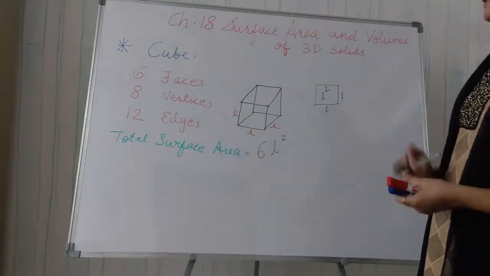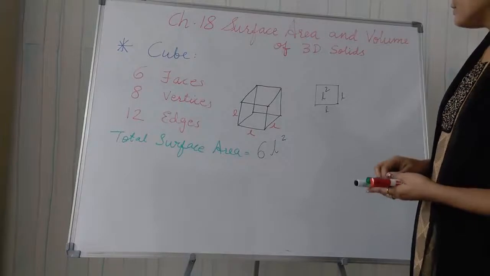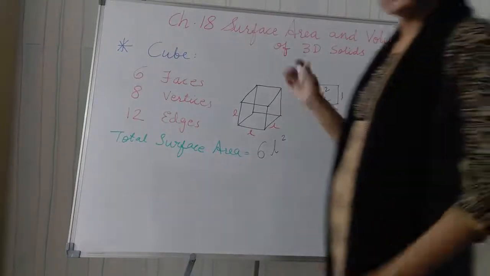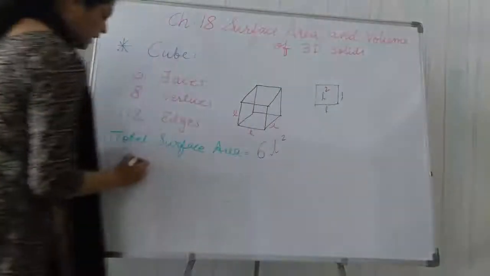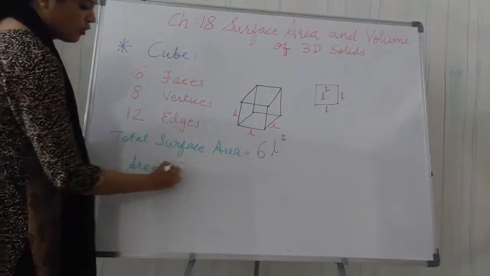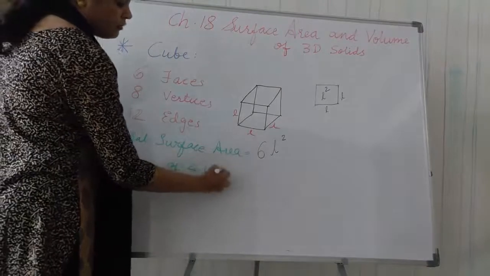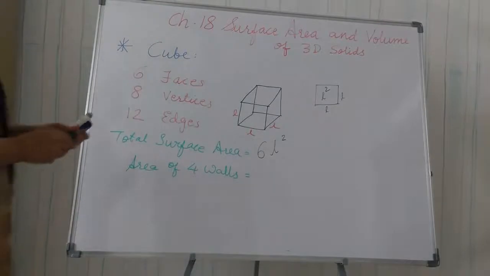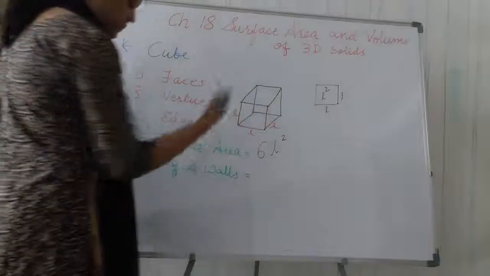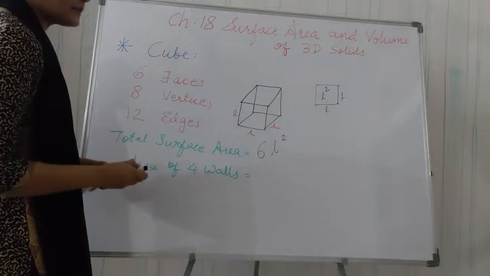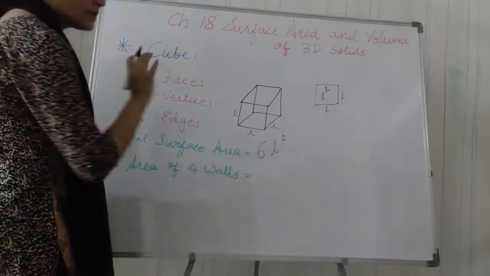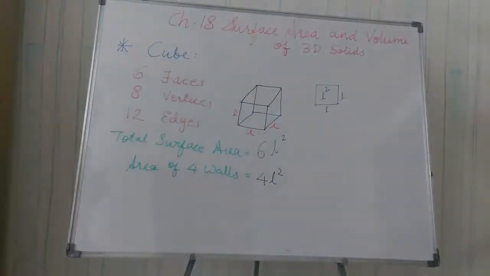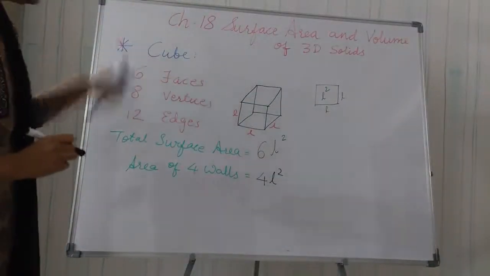Now next, students, we take the 4 walls. Suppose in the cube shape we want the area of the 4 walls. Then what to do? No problem. Here also 4 walls. We do not take the top and bottom. Then we have 4 faces and all faces have the same area. So 4L square. This is the area of the 4 walls in a cube shape.